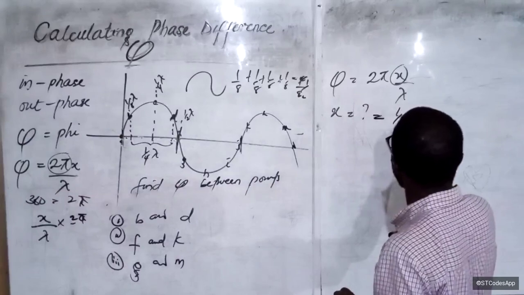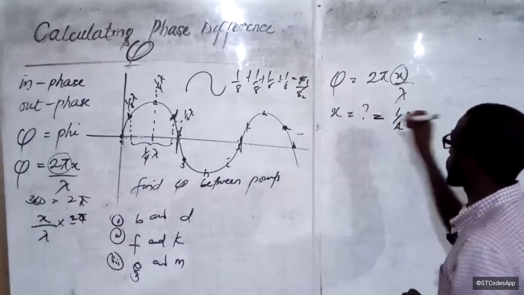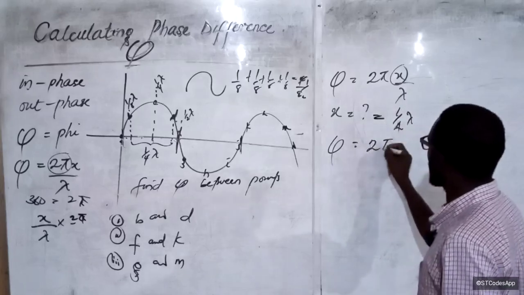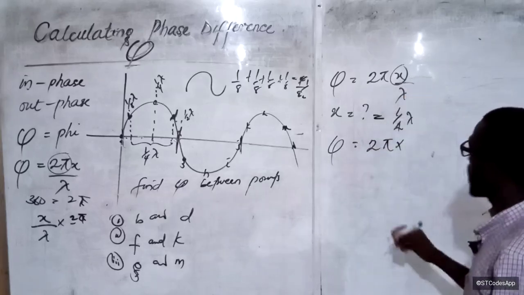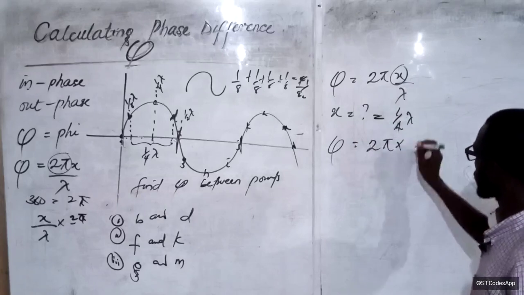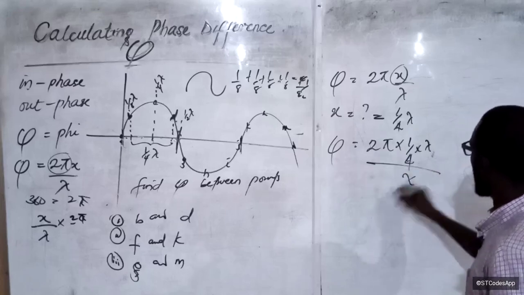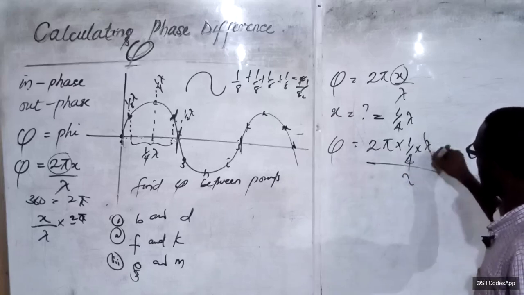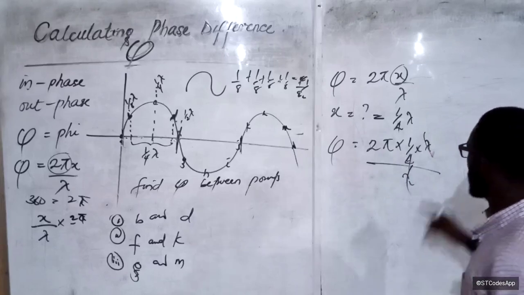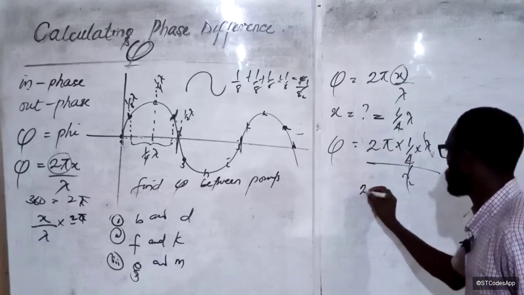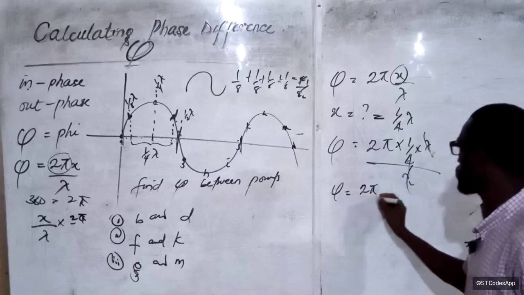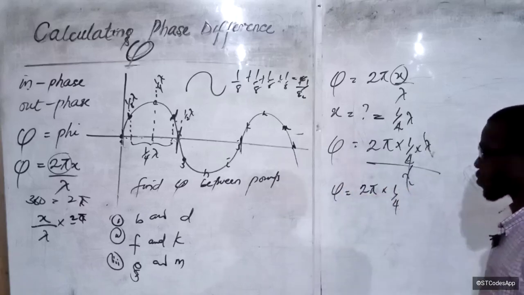So our x from B to D is 1 over 4 lambda. So what does that give us? We now say that our phase difference will go to what? 2 pi times x. What is x? x is 1 over 4 lambda. So 1 over 4 times lambda all over lambda. Lambda will take care of lambda. So with that, what are we left with? We have phi equal to 2 pi times 1 over 4.